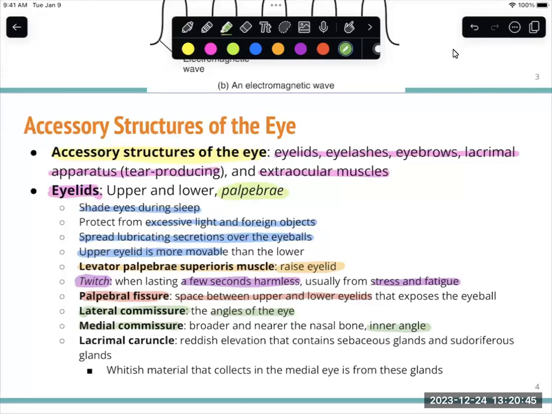These are sebaceous glands and sudoriferous glands. These are secreting out material that kind of collects at that medial eye. That's formed from these glands. And if you ever get those little eye crusties in the morning when you first wake up in the corner of your eye, that's from these sebaceous and sudoriferous glands.